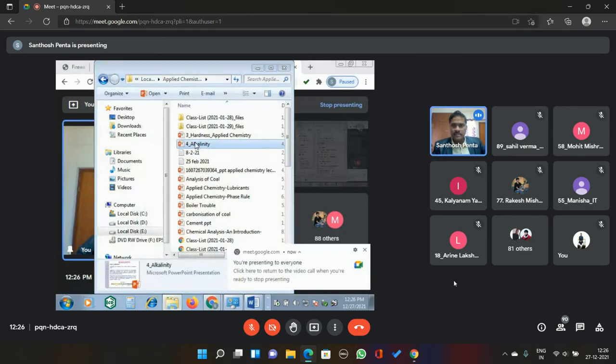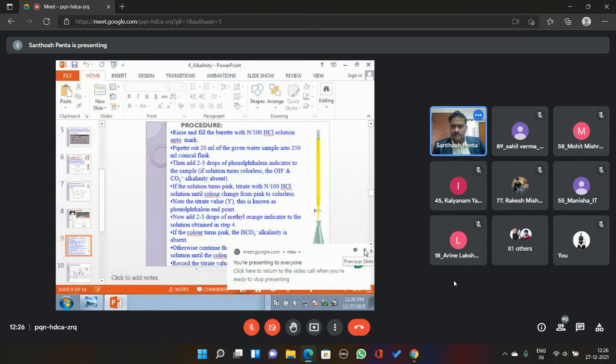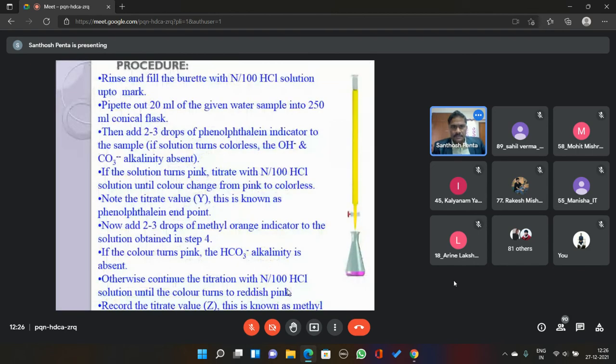Now, where are we? Yes, this PPT. See here, full slide mode, slideshow. What is the procedure involved in this? I am just reading all the points. Rinse and fill the burette with N by 100 HCl solution. That means standard HCl solution should be filled in the burette. This is the burette. The burette is filled with HCl, that is a standard HCl.